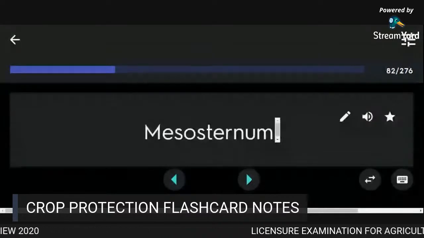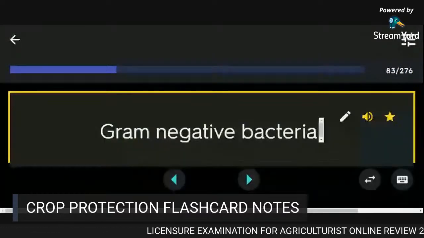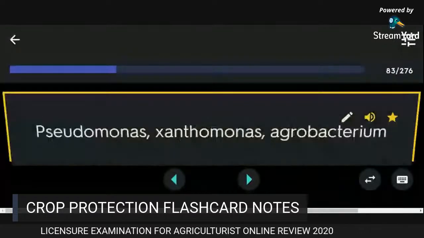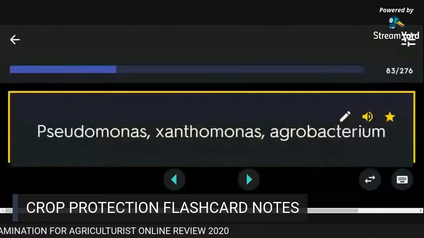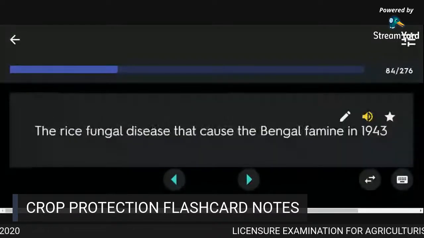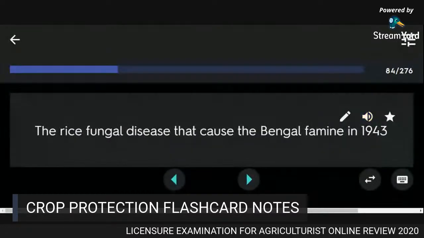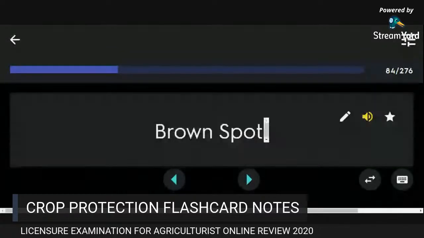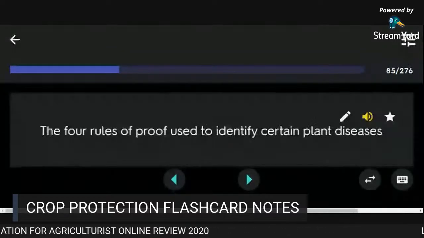Gram-negative bacteria. Pseudomonas, Xanthomonas, Agrobacterium. The rice fungal disease that caused the Bengal famine in 1943. Brown spot. The four rules of proof used to identify certain plant diseases.